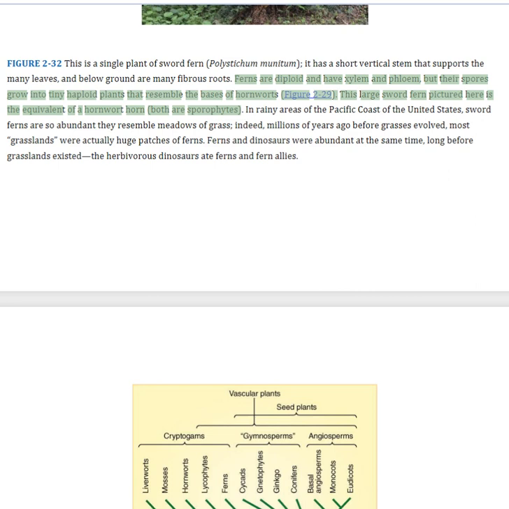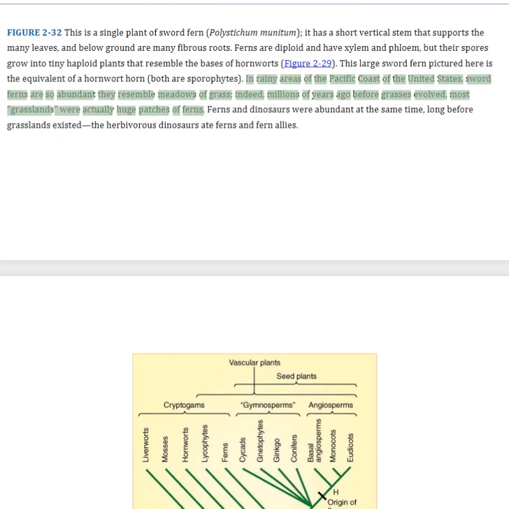Ferns are diploid and have xylem and phloem, but their spores grow into tiny haploid plants that resemble the bases of hornworts. This large sword fern pictured here is the equivalent of a hornwort horn. In rainy areas of the Pacific coast of the United States, sword ferns are so abundant they resemble meadows of grass. Indeed, millions of years ago, before grasses evolved, most grasslands were actually huge patches of ferns.